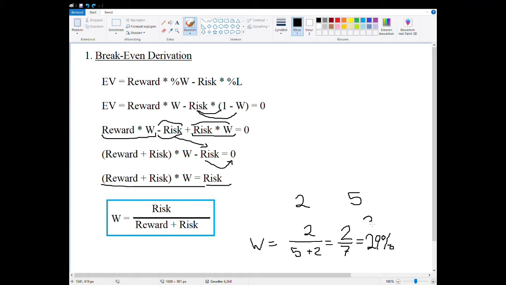So if we win 30% of the time, then all of a sudden in the long term we're making money, or we're winning more. Our expected value is going to be a little bit above 0.